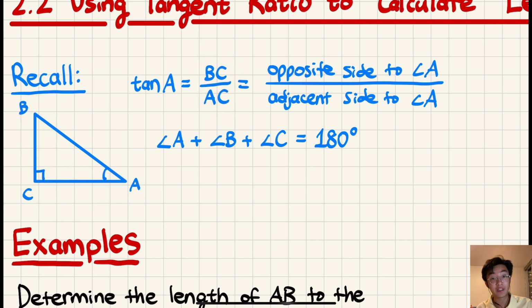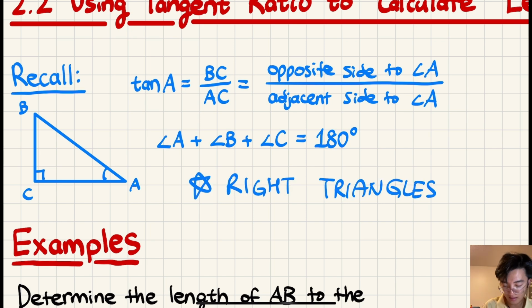And of course, just a general rule of thumb, all angles of a triangle will add up to 180 no matter what. This is always going to be a rule. And lastly, tangent only works for right triangles.